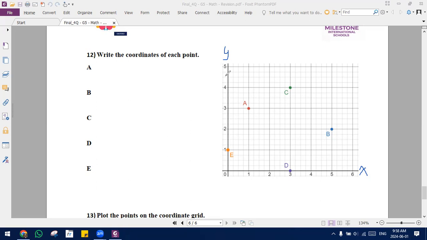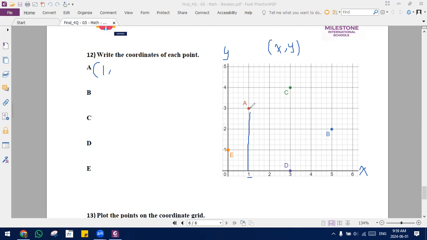If I need to write the coordinates of any point, I should have the name of the point, and then the X value, and then the Y value. So we start with the first point, A. You check first, you go down, and you check the X value. What's the X value? It's 1. So you open bracket, you write 1.